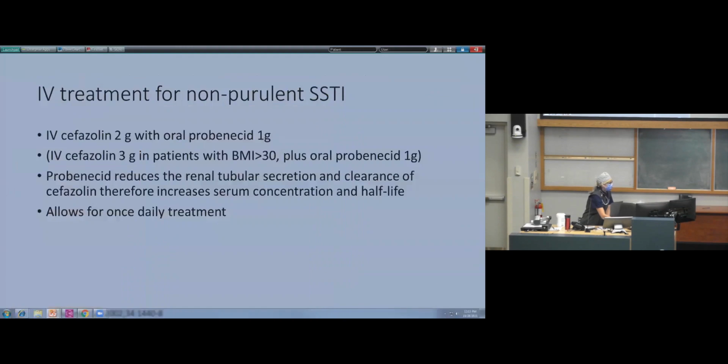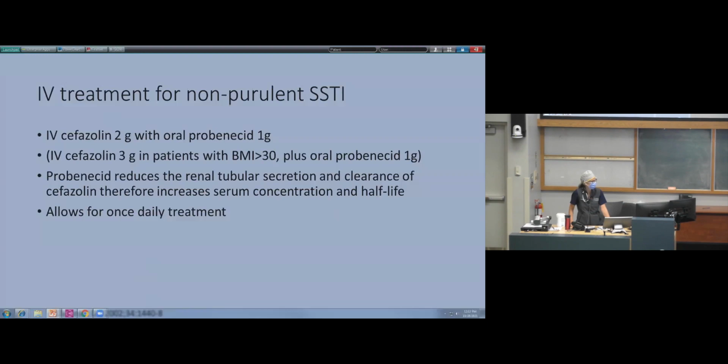So in terms of non-purulent skin and soft tissue infections, the most common antibiotic that we use at OPAT is IV cefazolin, but in hospital, IV cefazolin is given usually every 8 hours. But because we can only see these patients really once a day, we combine it with oral probenecid, and that allows us to give it once a day. We actually give a bit of a higher dose of cefazolin in patients with an elevated BMI greater than 30. But probenecid, what it does is it reduces the renal secretion and the clearance of the cefazolin. So it increases the cefazolin's concentration. It increases the cefazolin's half-life. And that allows us to give it as once daily treatment.